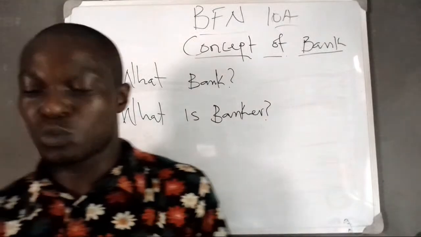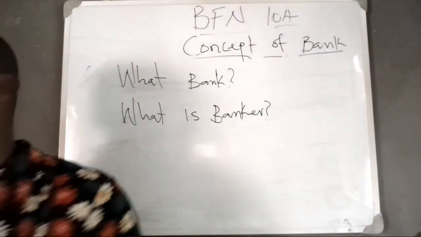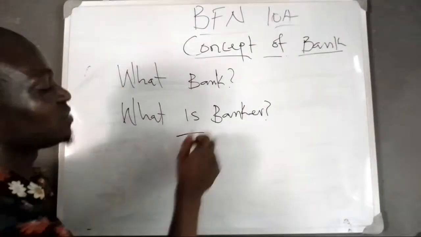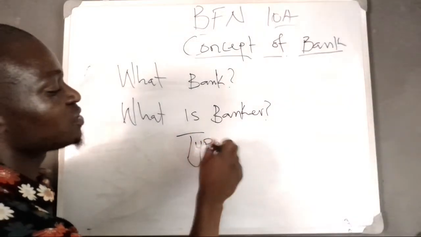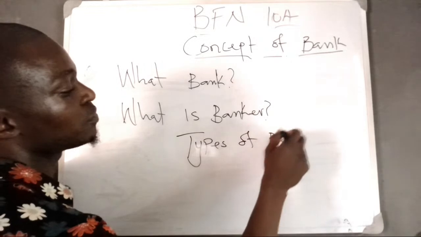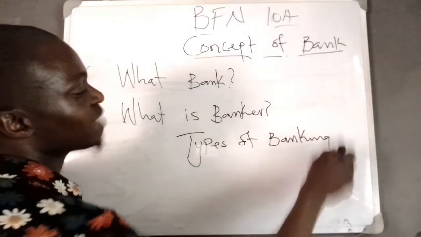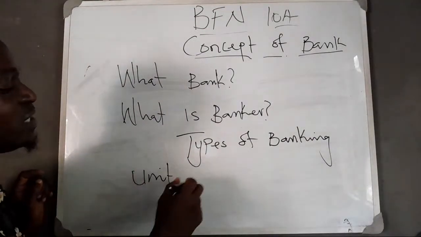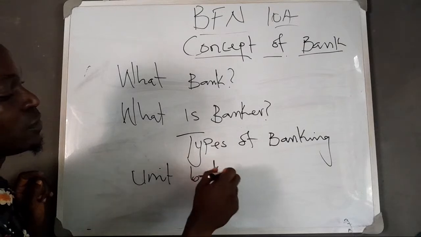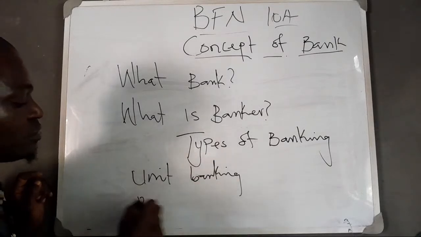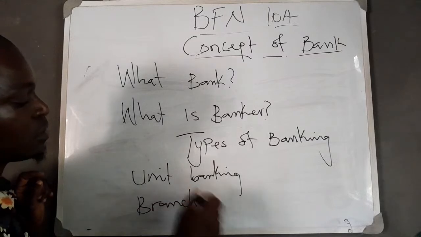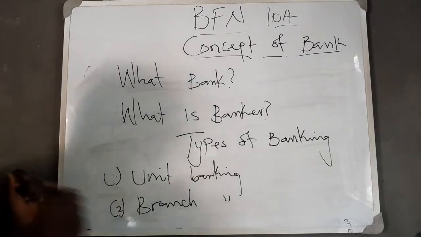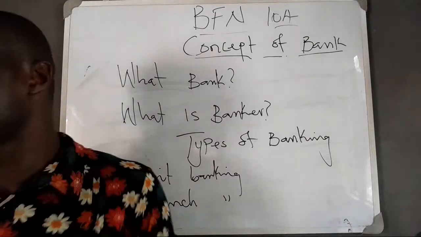So let's look at what we refer to as unit banking and branch banking, which are types of banking. Types of banking: we have unit banking and we have branch banking.